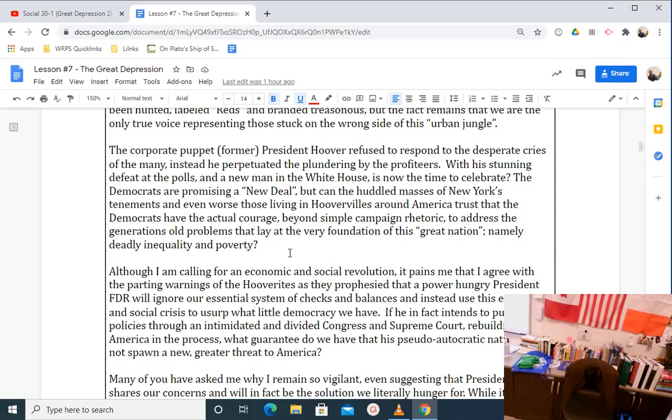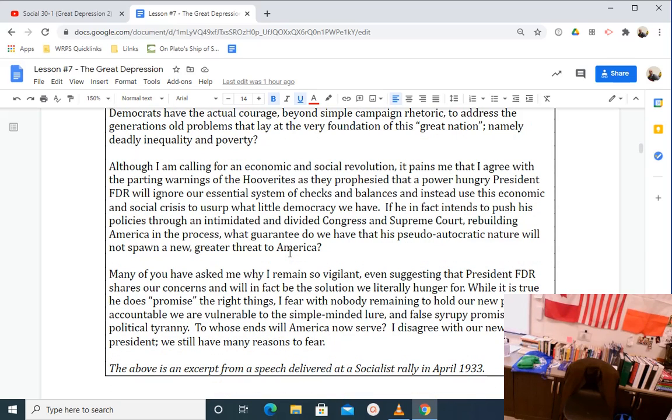So it's in brackets saying probably not really great, namely deadly inequality and poverty. Although I am calling for an economic and social revolution, it pains me that I agree with the parting warnings of the Hoovervites as they prophesize that a power-hungry President FDR will ignore our essential system of checks and balances and instead use this economic and social crisis to usurp what little democracy we have.